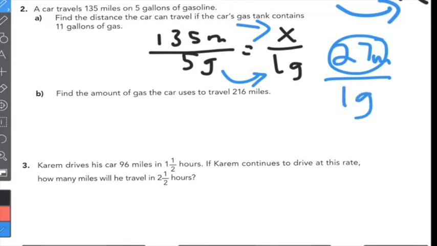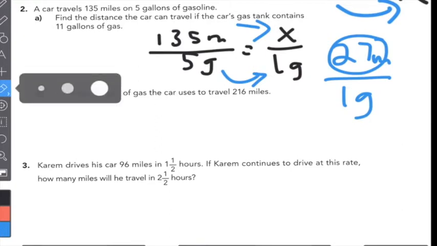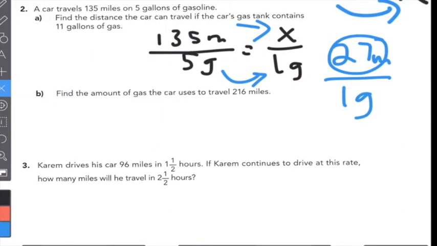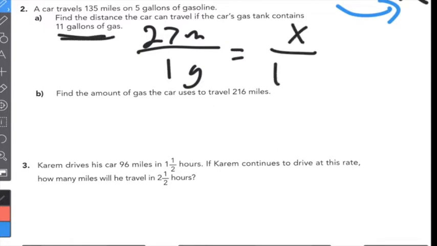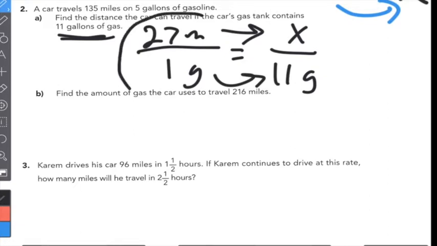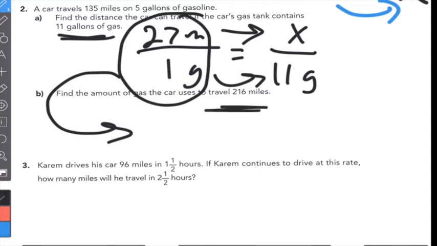So the next step would be to do this. So I have 27 miles per 1 gallon will equal, I don't know how much, over 11 gallons. How did I get there? Times by 11. So what you're going to do is times 27 by 11, and that's going to give you your answer. Whatever you get as that answer, we have our unit rate here, you're going to need your unit rate to figure how much gas the car uses for 216 miles.